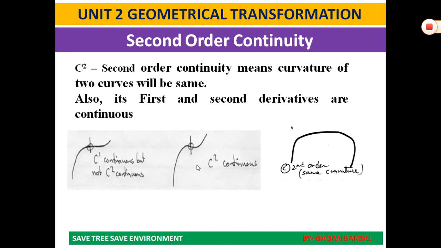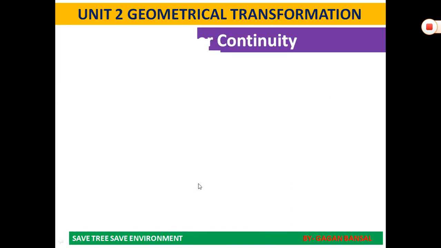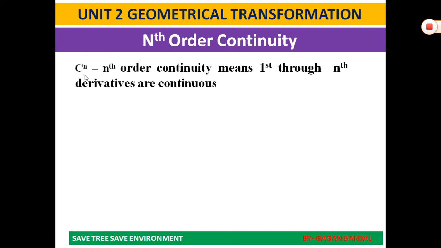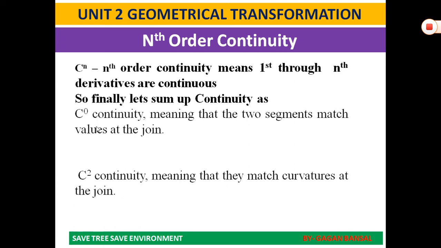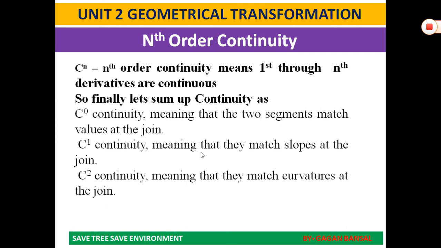Hope it is clear. I will be taking it in short also. But before that, what is nth order continuity? Cn, that is nth order continuity, means first through nth derivatives are continuous. That means all the derivatives till nth are continuous. So finally let's sum up continuity. C2 continuity means that they match curvature at the joint. C0 continuity means that the two segments match values at the joint, and C1 continuity means that they match slopes at the joint.